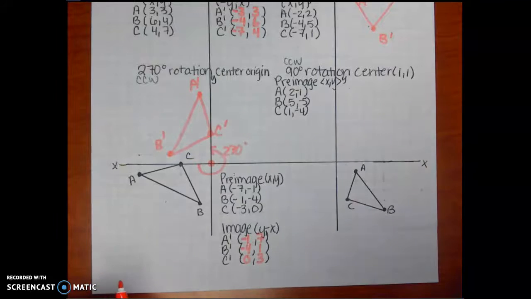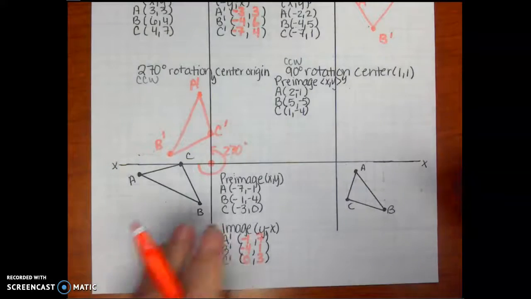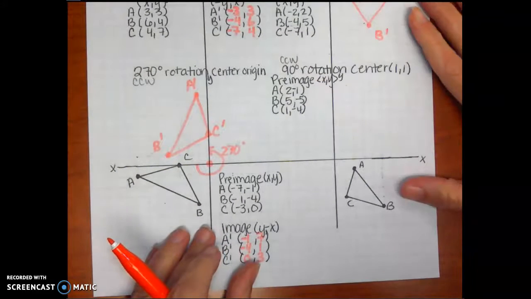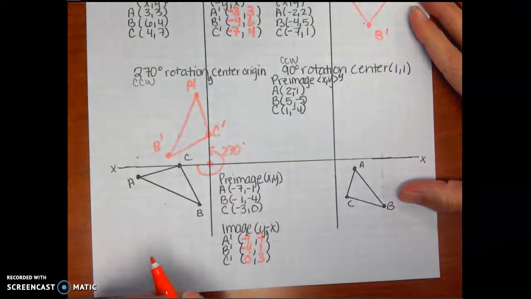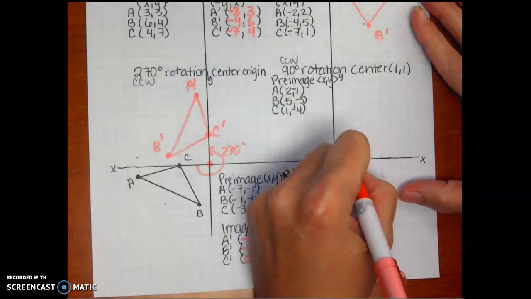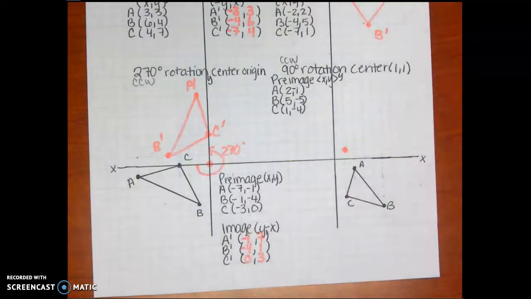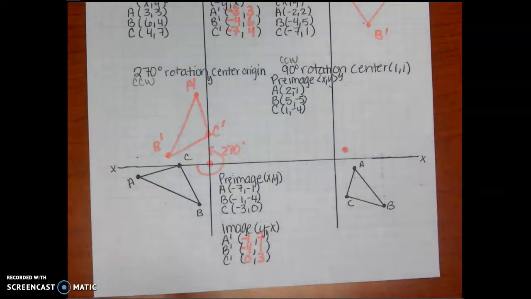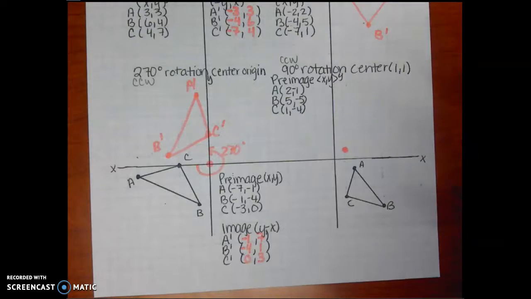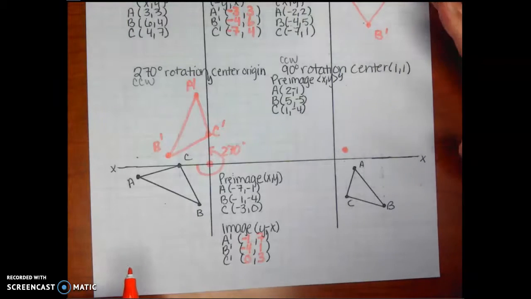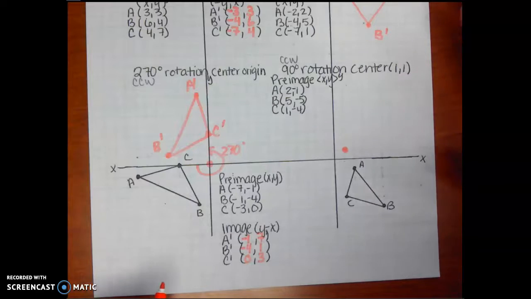Okay, so the last example is a 90-degree counterclockwise rotation, with a center at (1, 1). So my center is at this point here, (1, 1). Now, I can't use the mapping directly to get my rotation, but I can use it indirectly, and I'm going to do that in the form of a vector. A vector is a directional line segment.